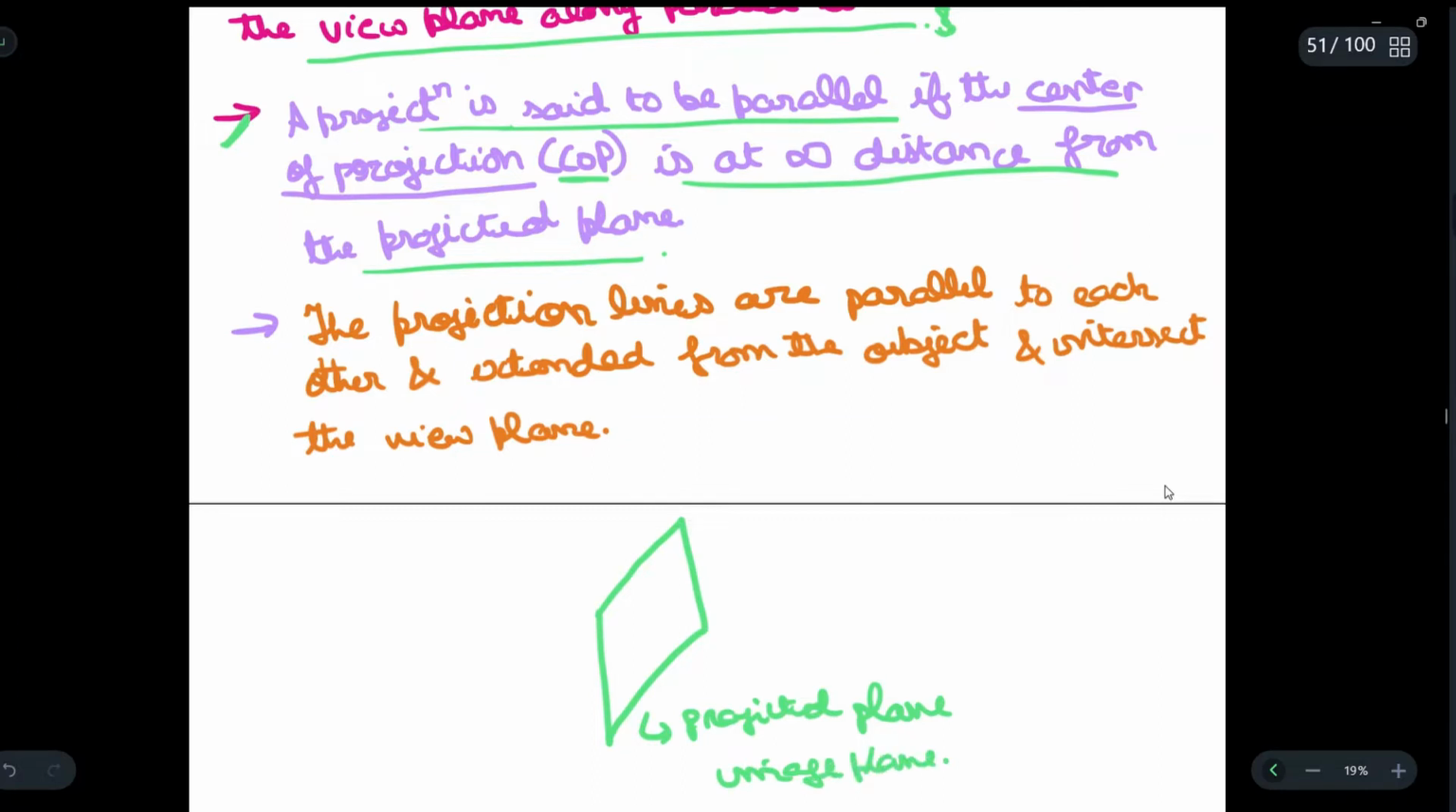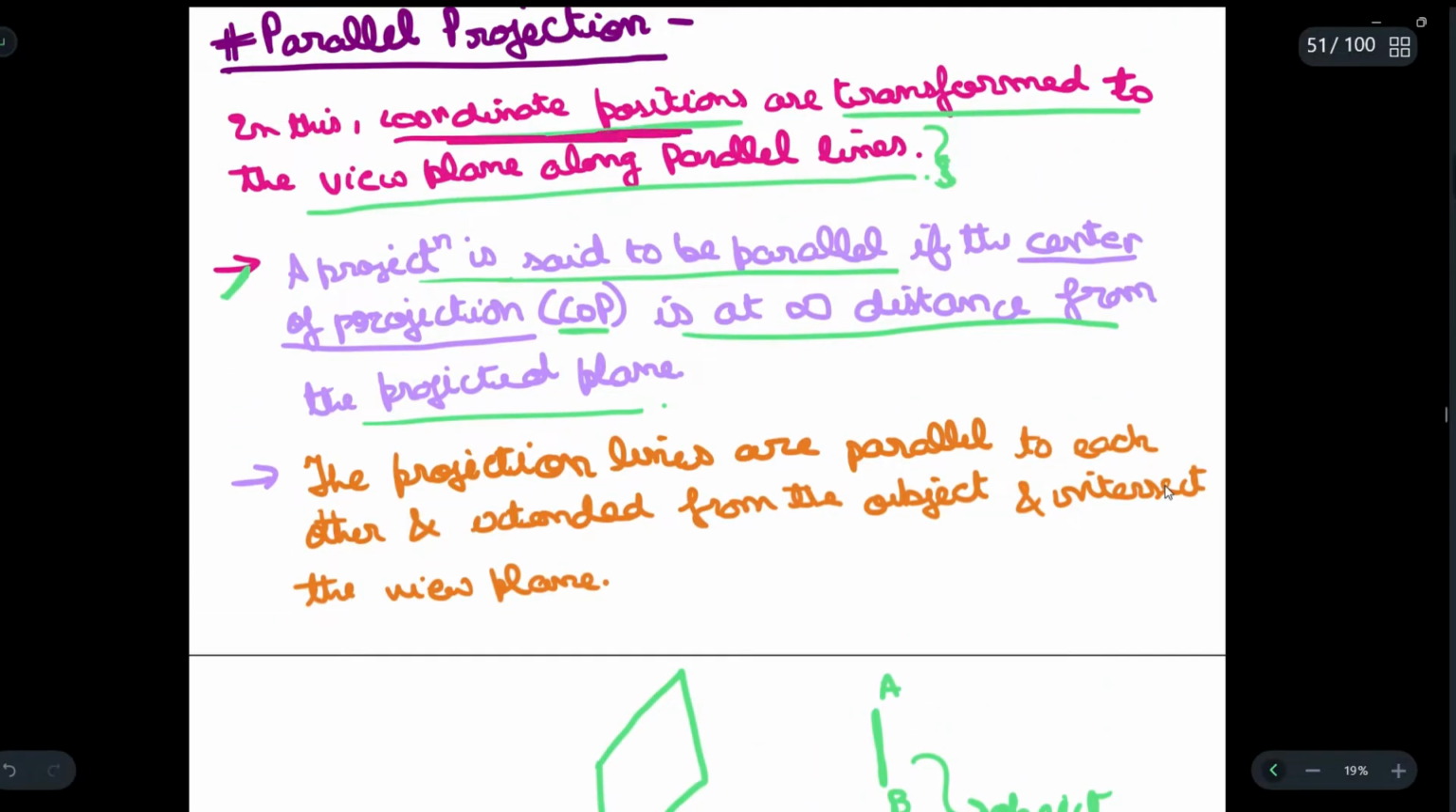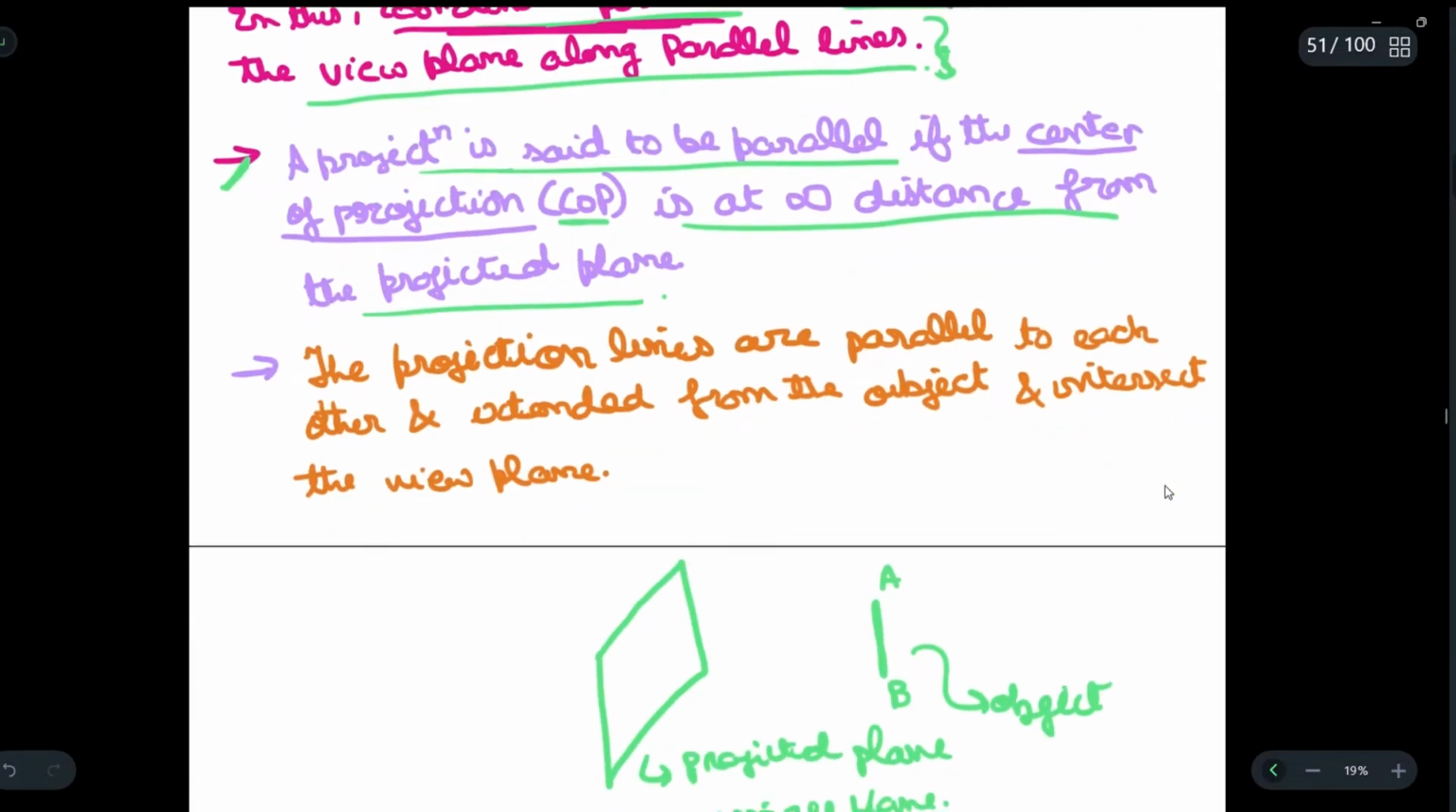Now suppose we have an object over here, say a stick which has end points A and B. Now we will draw parallel lines from the coordinate positions, extending or projecting parallel lines onto the surface of the projected plane or the image plane. Over here we will get the image. This is point A and this is point B. And the center of projection will be at infinity.